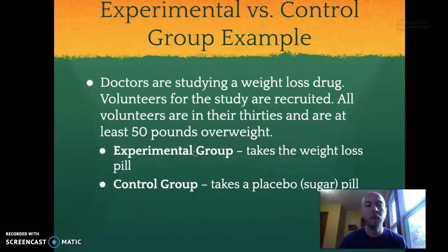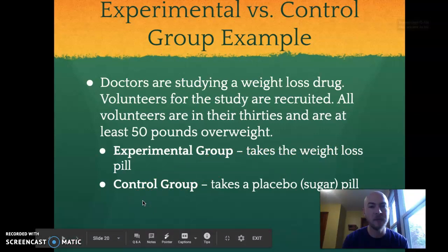In our previous example, we talked about the doctor studying the weight loss drug. So our experimental group, keep in mind, is the one that receives treatment. It's the one that gets the independent variable. So in this example, our independent variable was weight loss drug. So our experimental group is going to be a group of people that takes the weight loss drug or takes that pill. And remember, our control group is the one that is the most normal. So our control group, they're not going to get that treatment. They're not going to get weight loss drug.